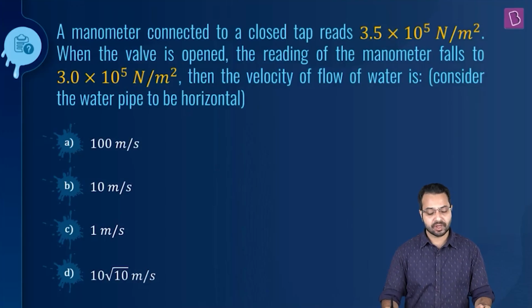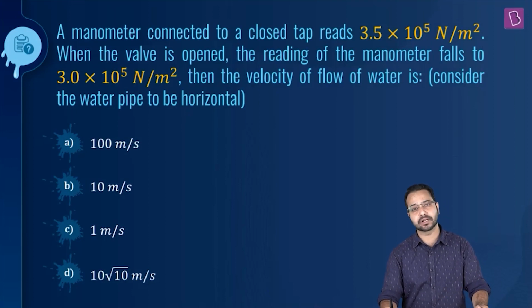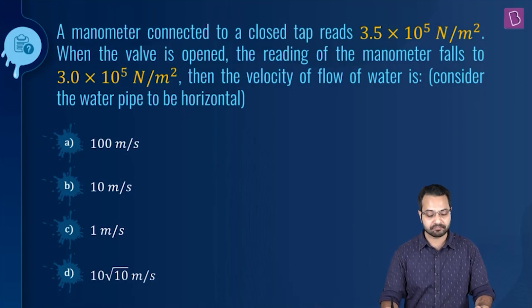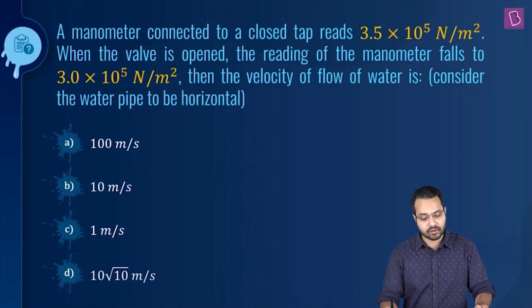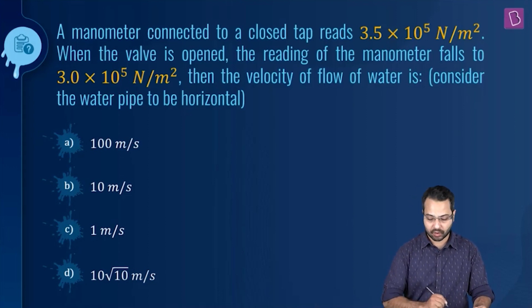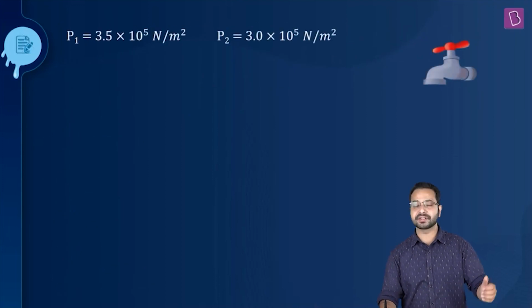The question is, a manometer connected to a closed tap reads 3.5 × 10^5 Newton per meter square. When the valve is opened, the reading of the manometer falls to 3 × 10^5 Newton per meter square. Then the velocity of flow of water is, consider the water pipe to be horizontal. All right. So what is the situation?